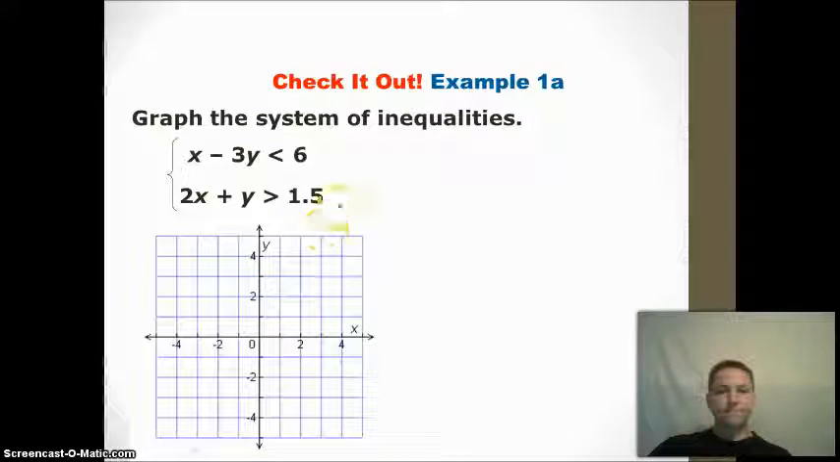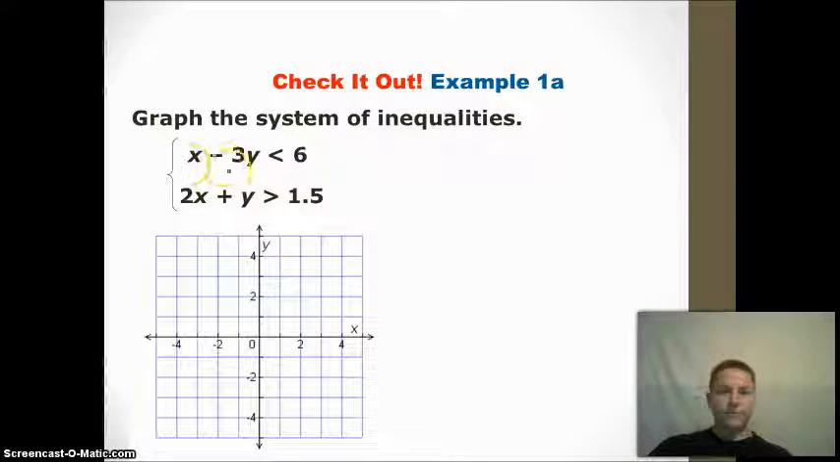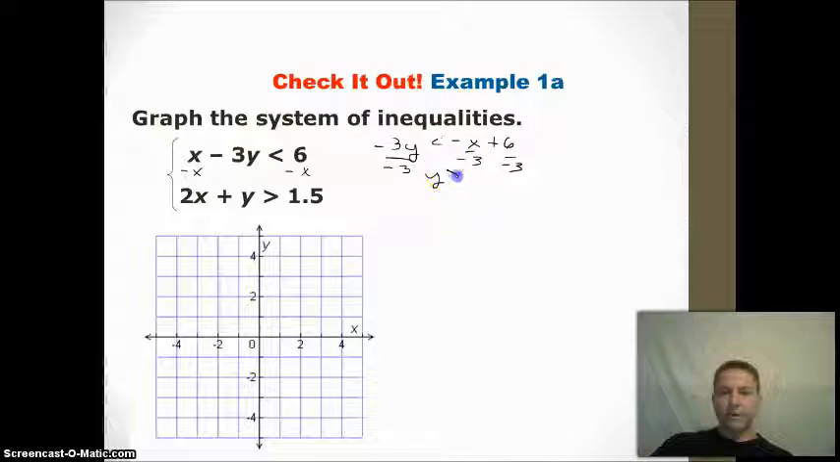Next example. Okay, this one we need to get y by itself first. So let me get some black to do that. Okay, so right here we need to subtract x. So we have -3y is less than -x plus 6. Divide by -3. So y, remember when we divide by a negative, we need to flip the inequality. And remember that's a -1 in front of that, so that makes 1/3 x minus 2. Now we have y by itself.